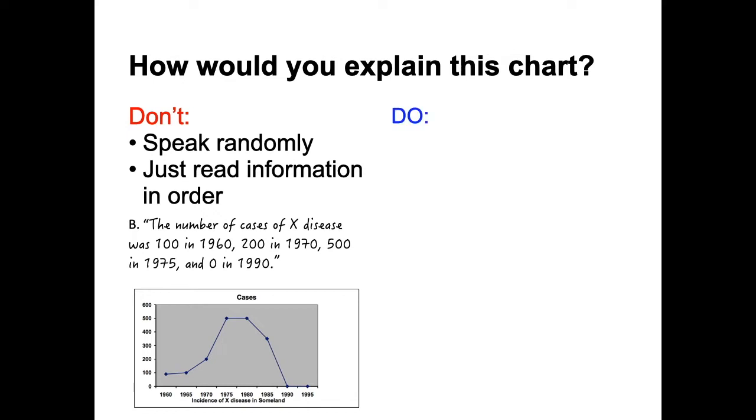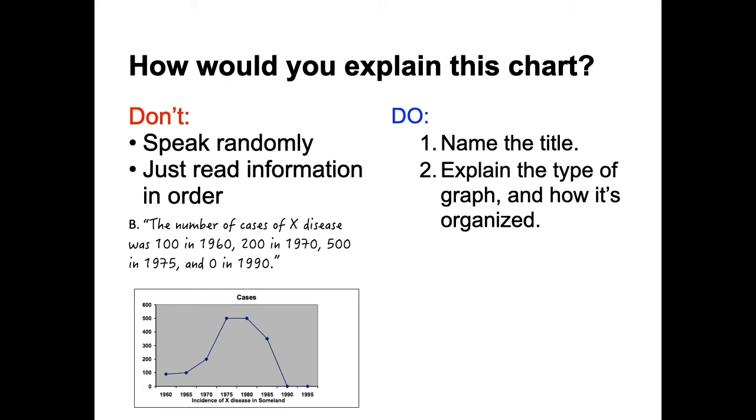So what you do want to do is to have a game plan, have a plan when you are asked to explain this type of chart or a graph, especially in a test situation where you have limited time. First thing you want to do is to name the title. This should take about 5 seconds. Next thing you want to do is to explain how the information is organized and also what type of graph it is. And the third part is to summarize the main trends.